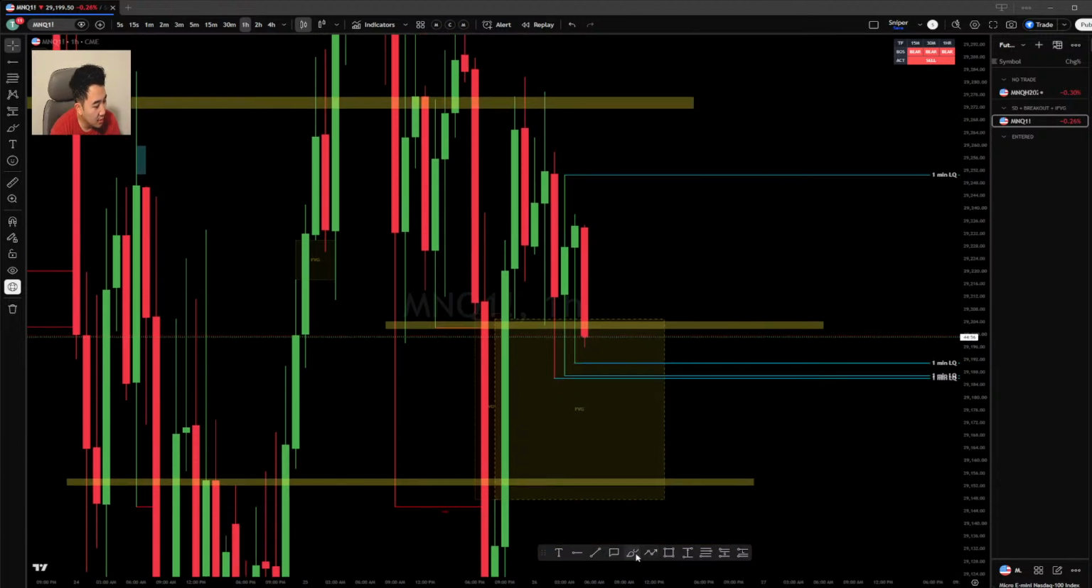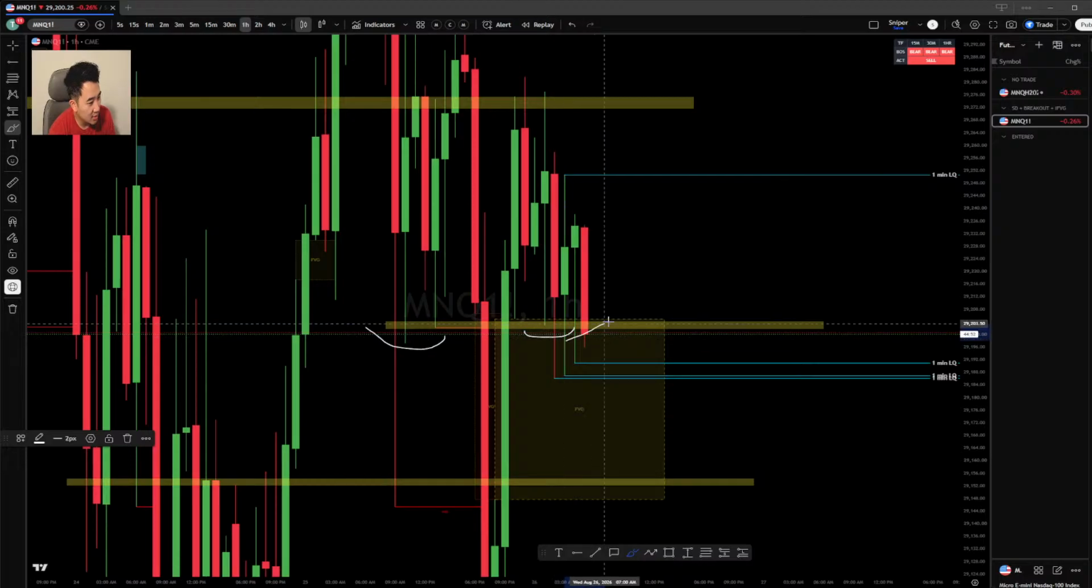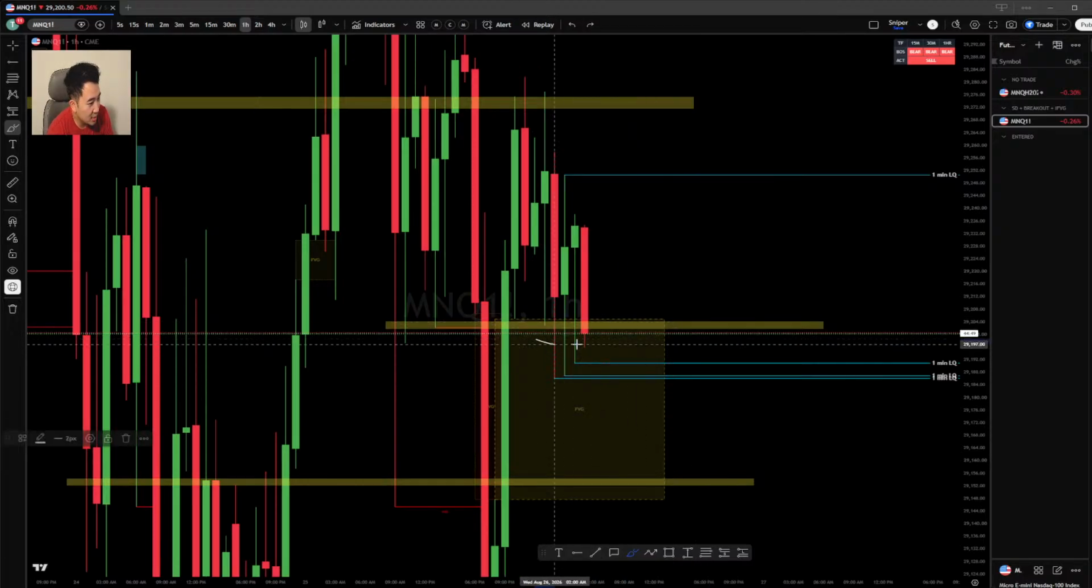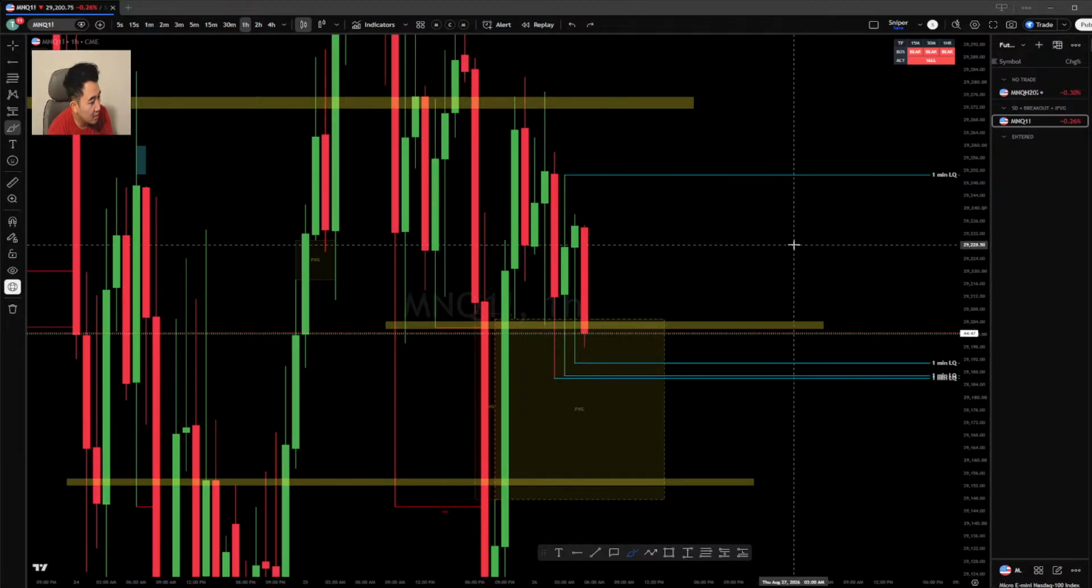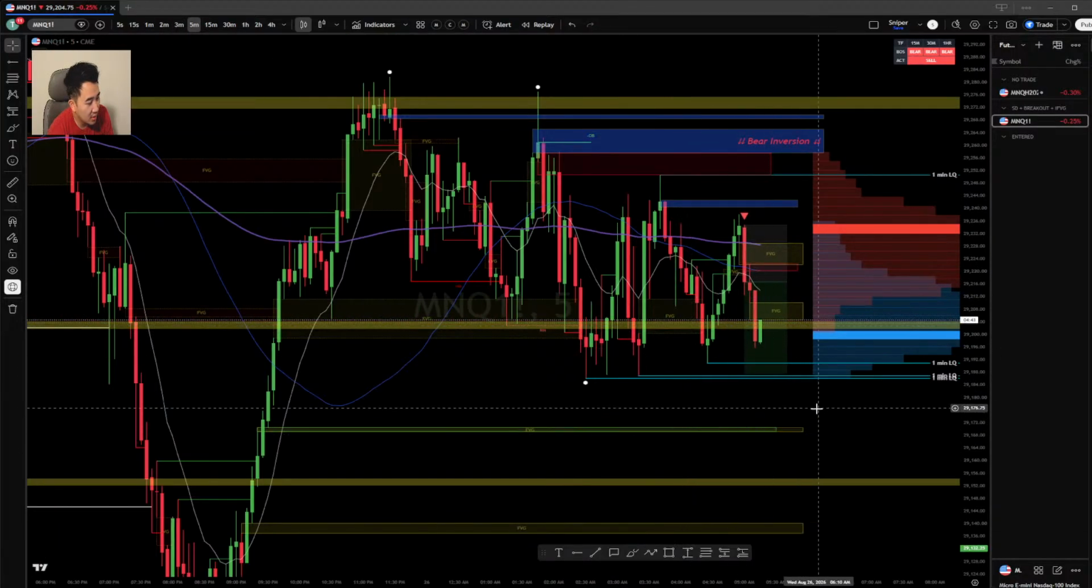A little bit of support right here. See all the wicks? So around this area, you just gotta be careful. This is the 1 hour support level. Let's go on the 5 minute, right?